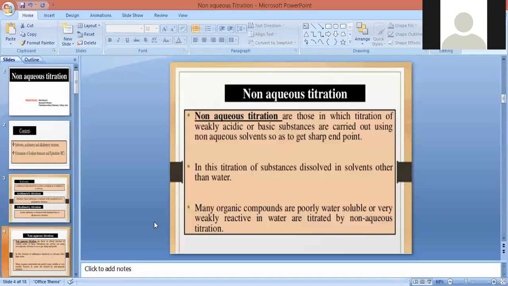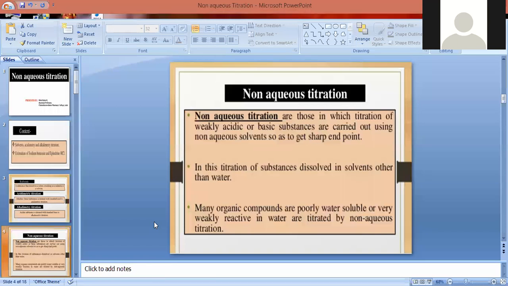Non-aqueous titrations are those in which titration of weaker acidic or basic substances is carried out with the help of non-aqueous solvent in order to get a sharp endpoint. If we dissolve the weaker acidic or weaker basic substance in water, the solubility of the weaker acidic or basic substance is very slight. Therefore, it will not get converted into ionic form and complete reaction will not occur.